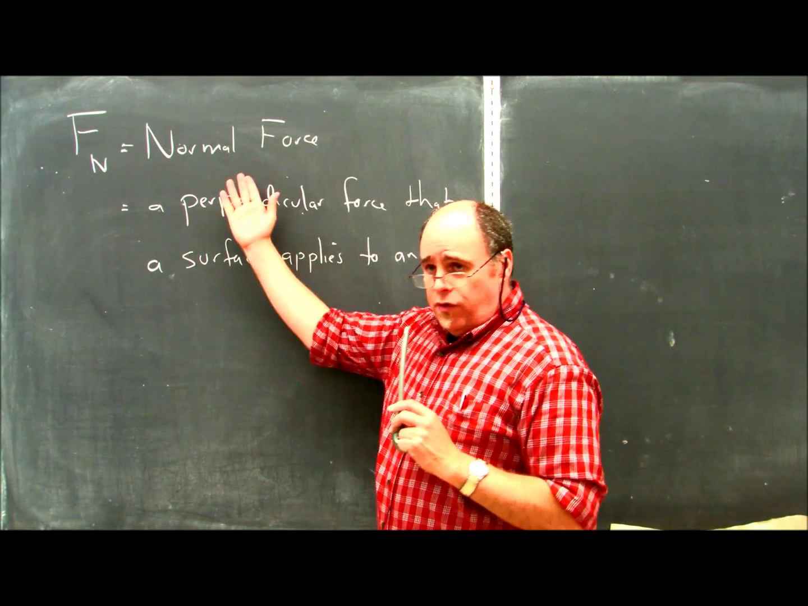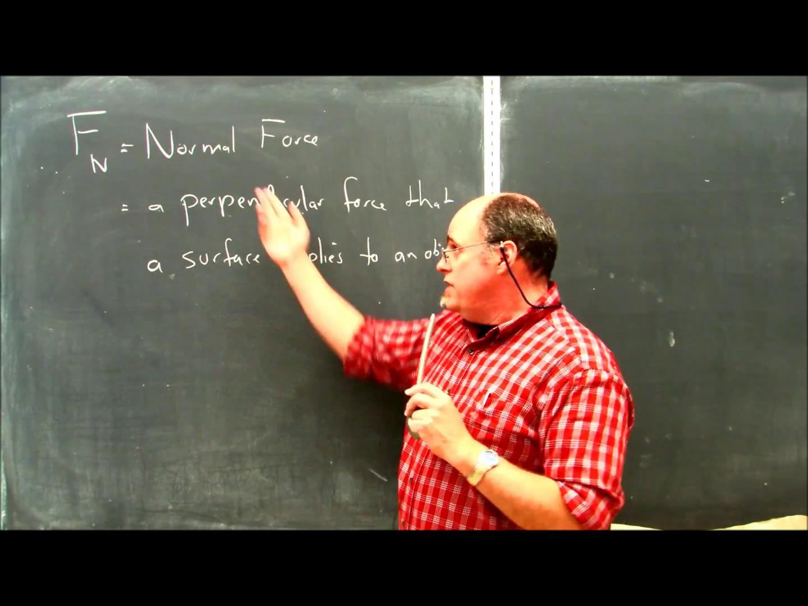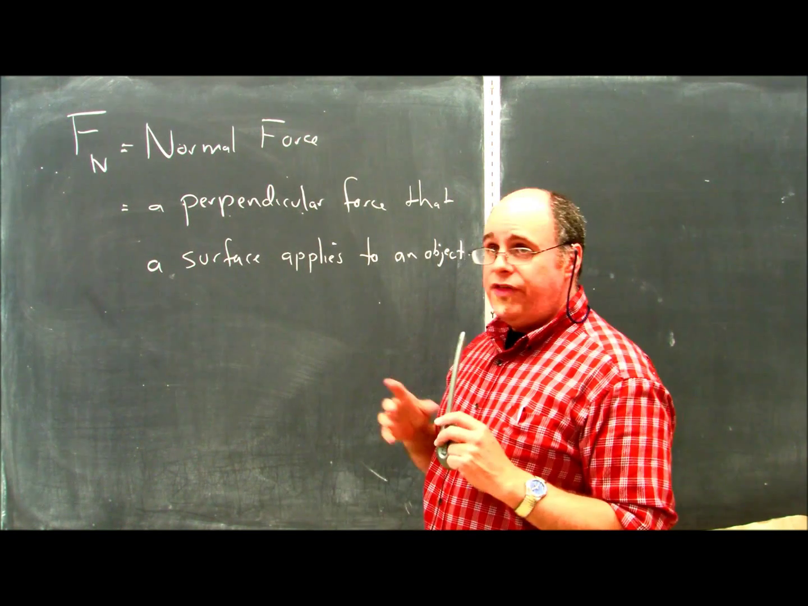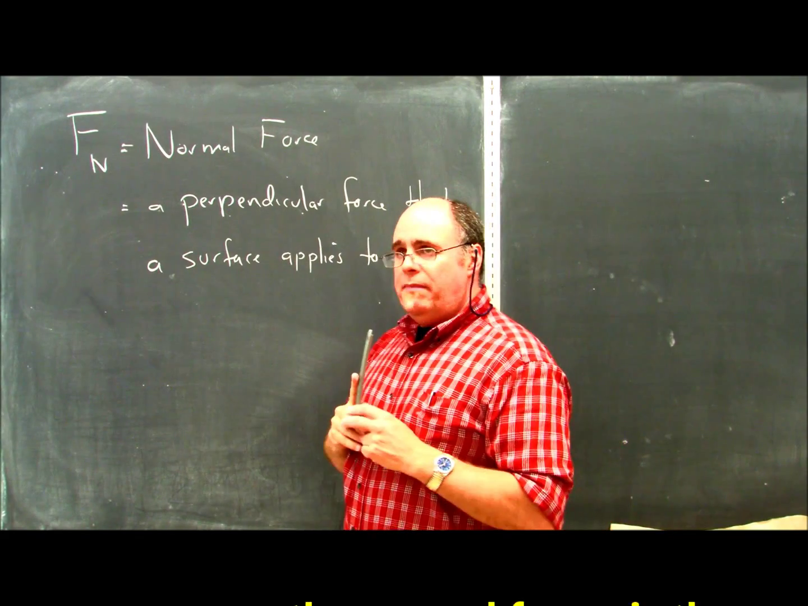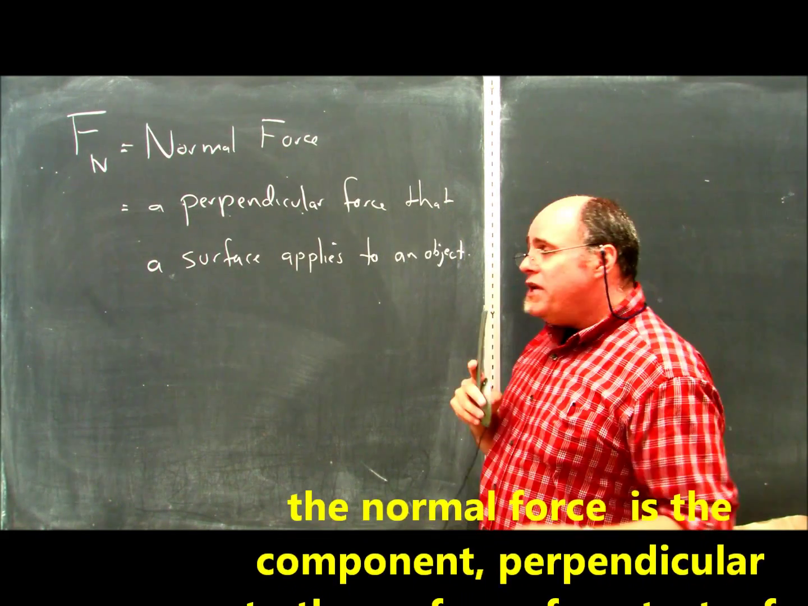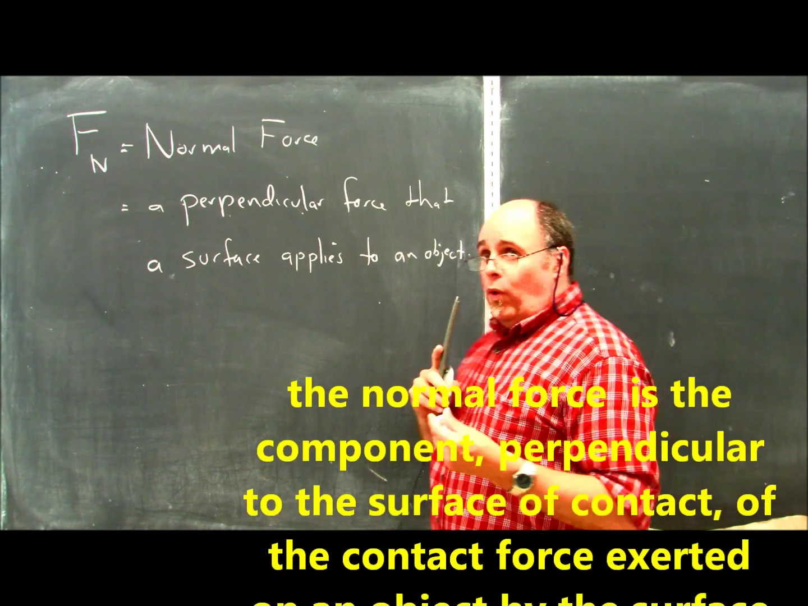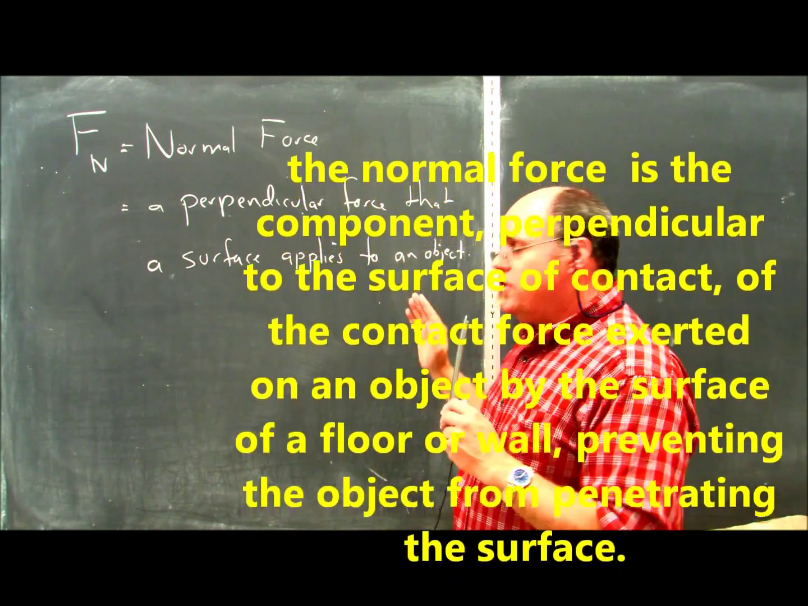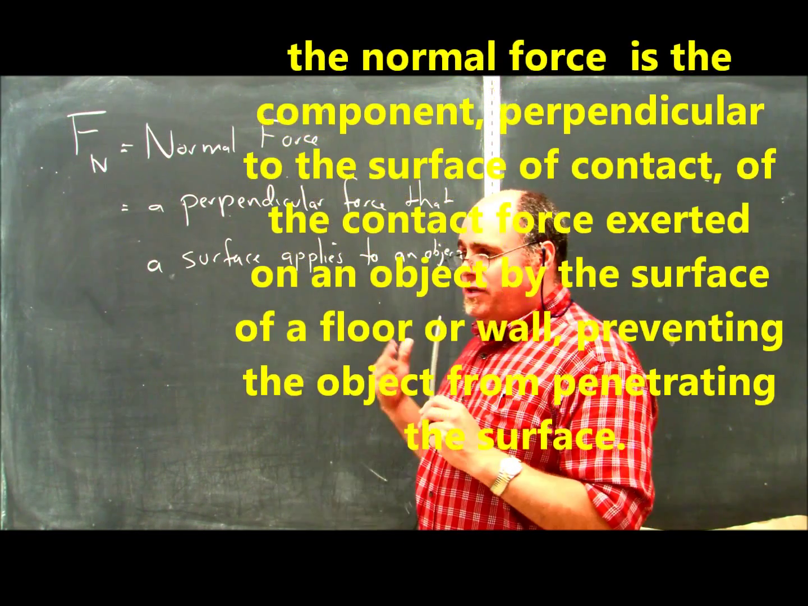So here's another force. So we have many, many different types of forces. Here's another force. We call this thing here F sub n. That's a capital letter N, and we call it the normal force. Normal is a mathematical term that means perpendicular. Perpendicular means it's 90 degrees away from a surface. So a normal force is a perpendicular force that a surface will apply to some object.